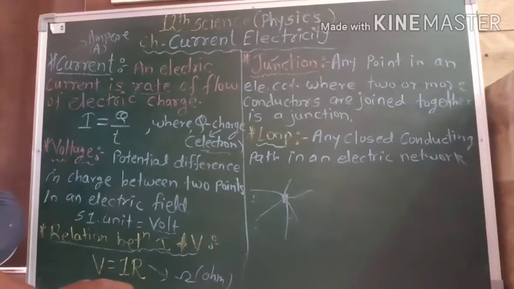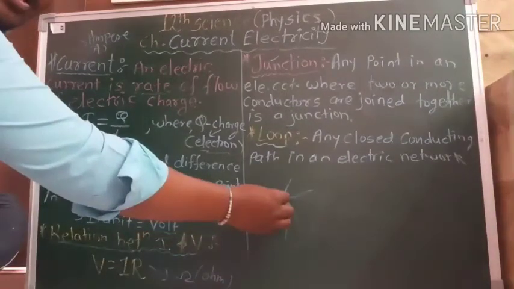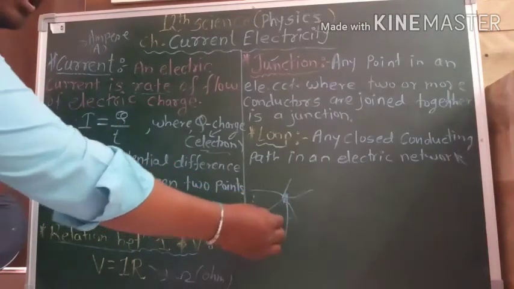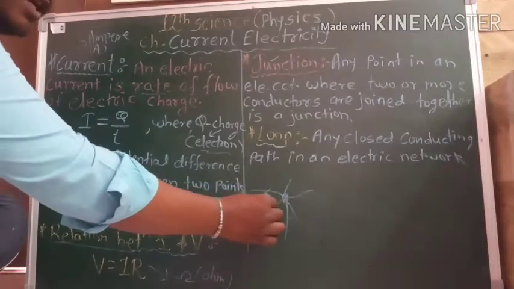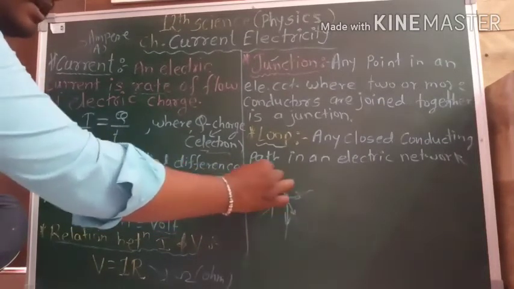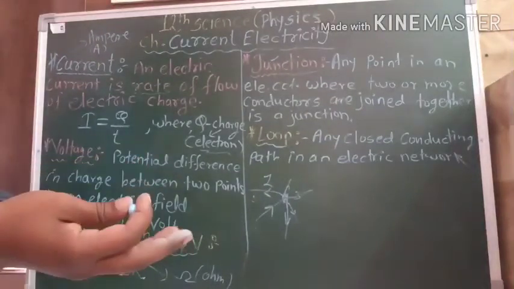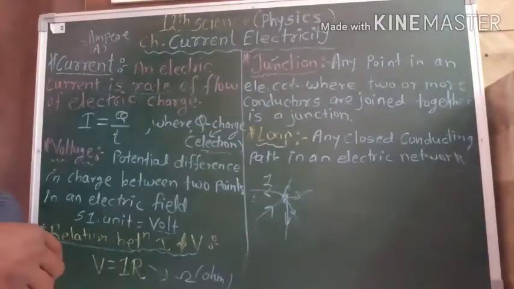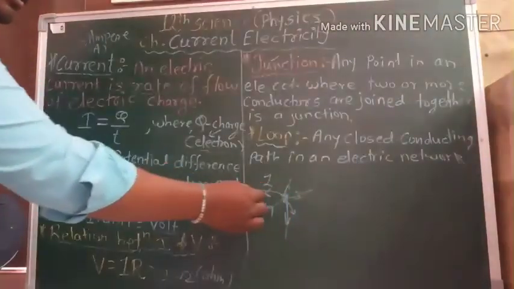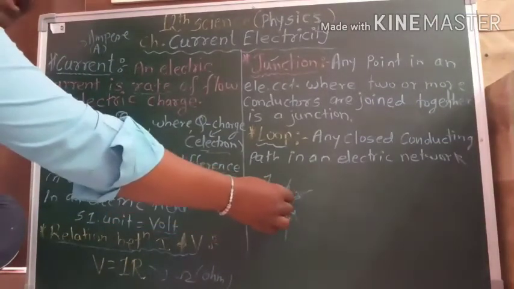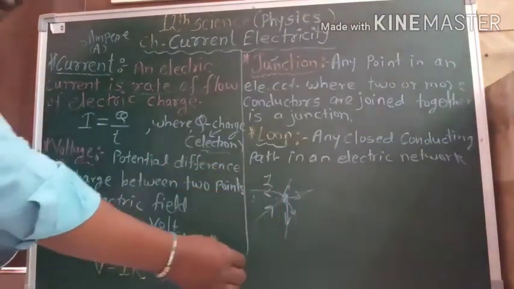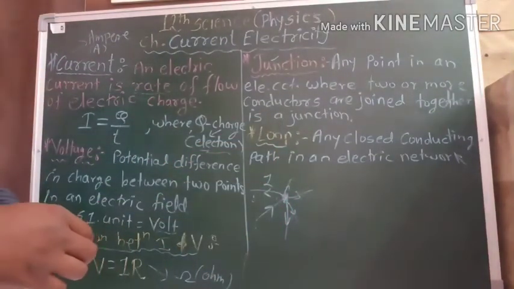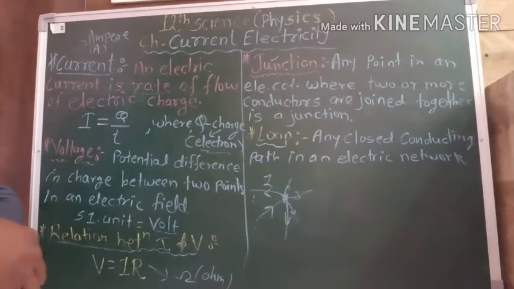Another definition of junction is the point in the electrical circuit at which current can be split. The current I can be split at that point. That means the current goes away from that point and towards that point. This point in the electrical circuit is called a junction.